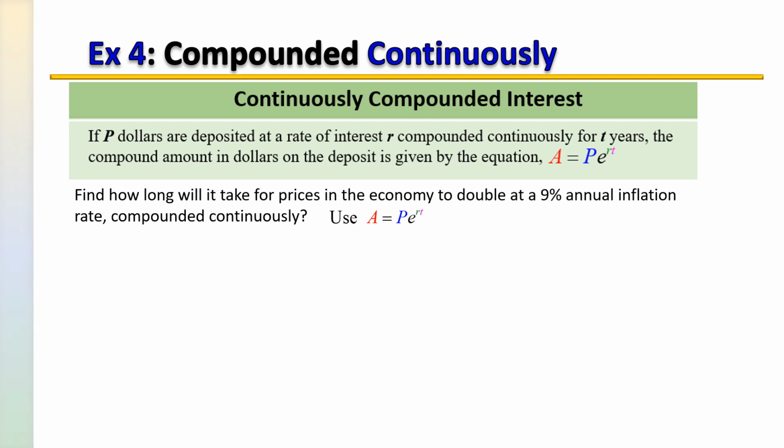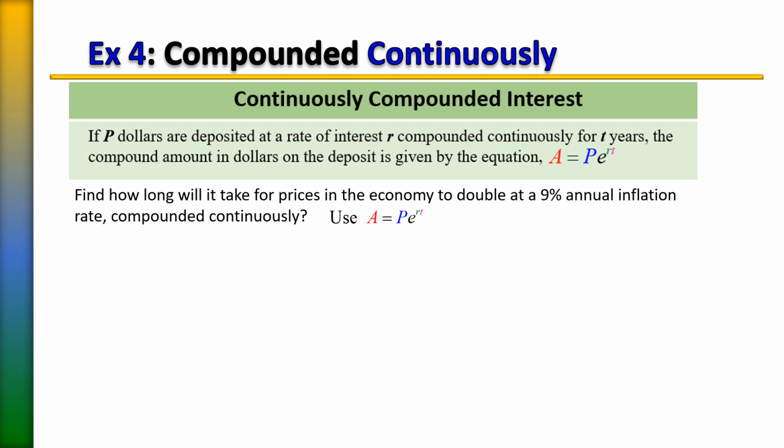In this example, we're asked to find out how long it will take for prices in the economy to double at a 9% annual inflation rate compounded continuously. All right, so let's take a look at our PERT formula because we definitely are going to use the PERT. Notice here it says compounded continuously. Anytime you see that, you're going to use that formula.